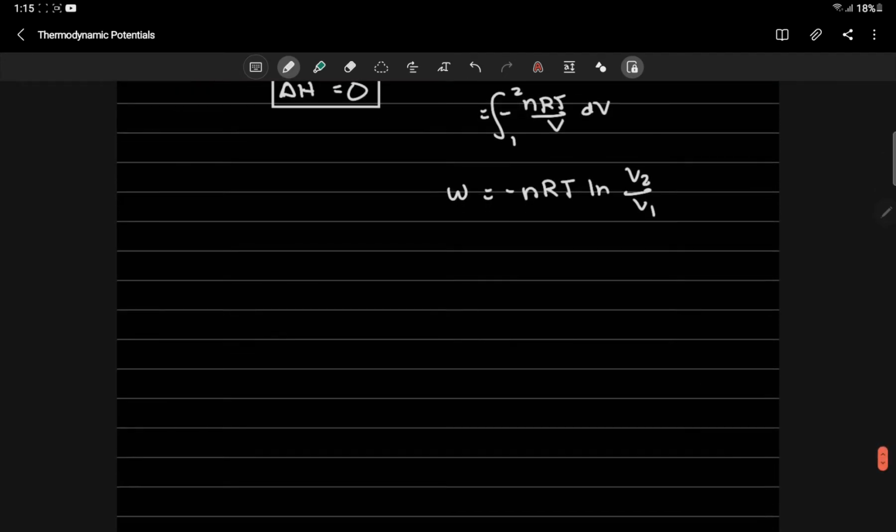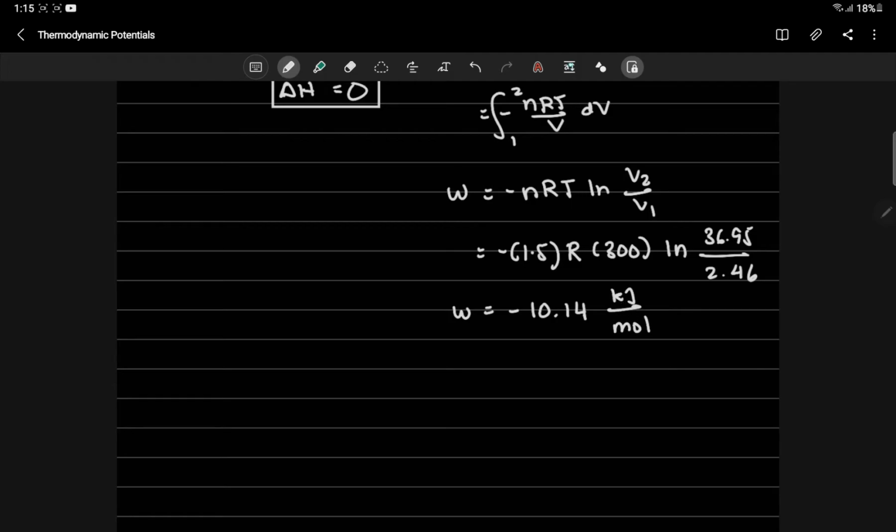So let's substitute what we have. n is 1.5 moles. And then you have R, which is 8.314 joules per Kelvin mole. Hindi ko na isusulat. Temperature is 300 Kelvin. Then you'll have here ln of 36.95, yung na-compute kanina, divided by 2.46. So ang sagot na lalabas dito is that work is equal to negative 10.14 kilojoules per mole.